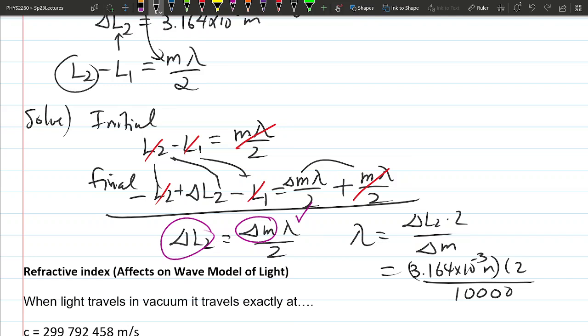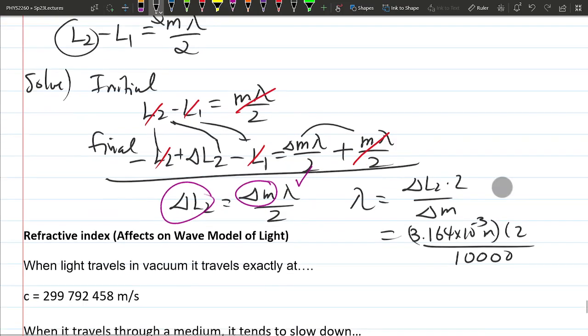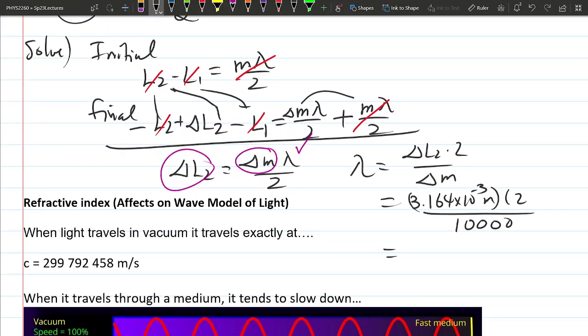In fact, maybe I can do this in my head. Multiply by 2, not divide by 2. Okay, so the answer here is actually going to be 630. It's going to be 4 sig figs, 2.8 times 10 to the negative 9 meters.